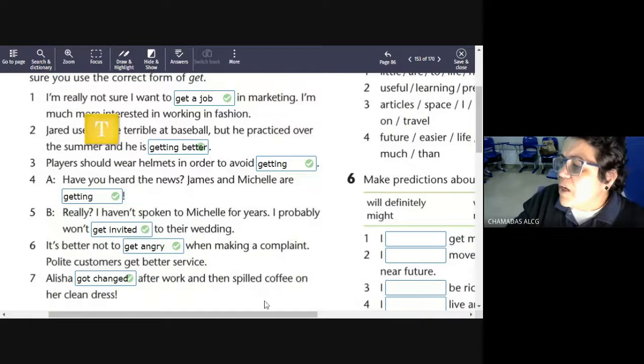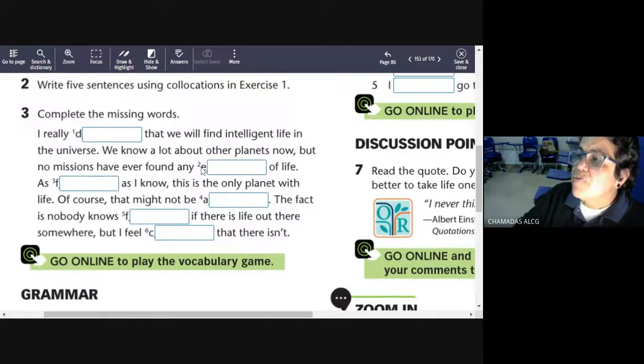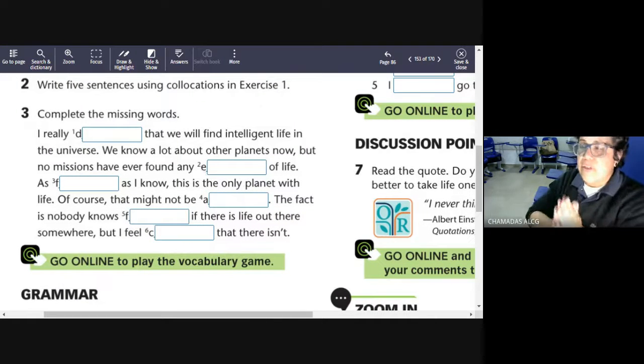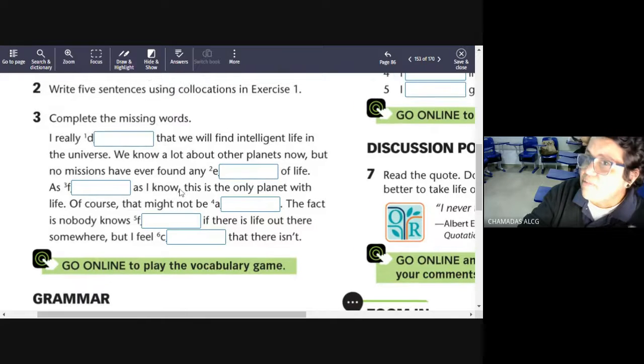perfect. We got the sentences they wanted, and now the next one here is complete the missing words. So we are still doing the vocabulary from Unit 7. You see how many things? Yeah, just the collocations, right? They are really interesting and they are time consuming. So let's take a look here.